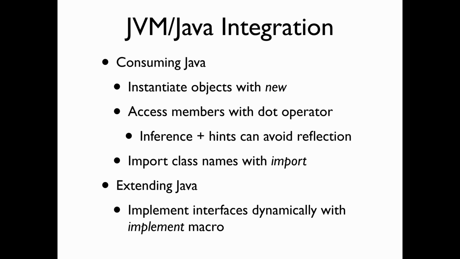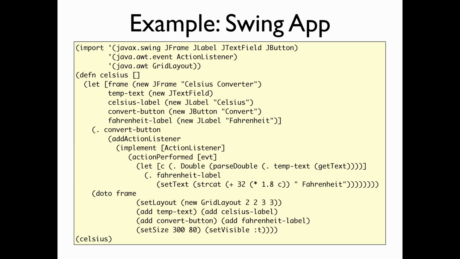You can extend Java. You can implement interfaces directly in Clojure. There's a reify macro that allows you to implement an interface on the fly, with lambdas being the bodies of the interface methods, and that works. And here's an example of Swing programming.